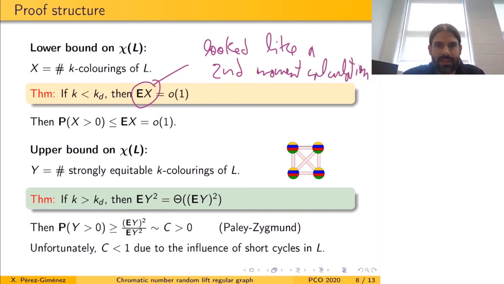So it's a first moment calculation, but we use lots of ingredients from that paper by Achlioptas and Naor from their second moment calculations to compute this expectation, at least for the optimization part. There are other aspects that are harder here, but it was a bit surprising that we had to work quite hard to compute this expectation.